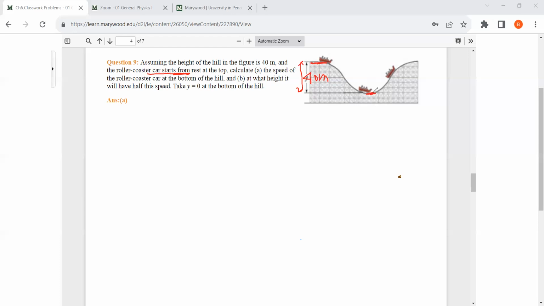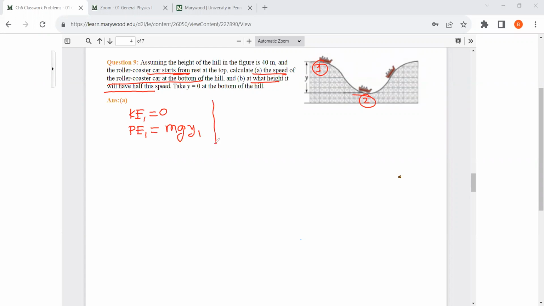It is the first one, and the second one tells us at what height it will have half of this speed. So first let's calculate the first one and then move to the second one. Here let me call this position the initial position, this position the final position. At the initial position the kinetic energy is equal to 0, right? Because the car is at rest. All the energy is potential energy, and potential energy will be mgy1.